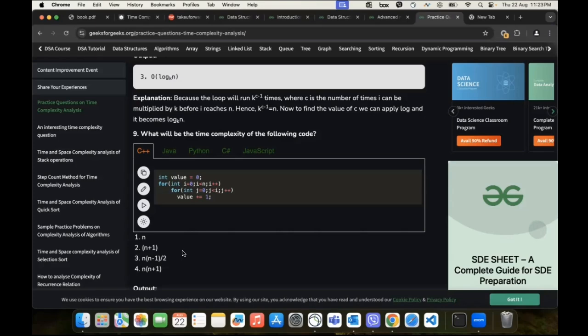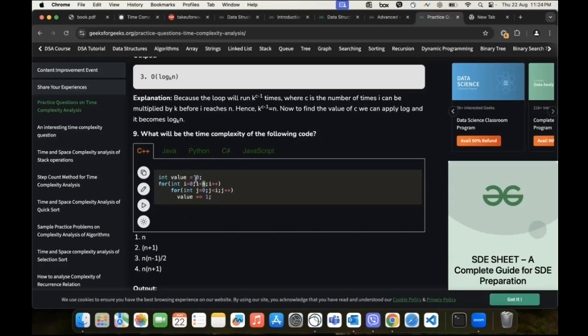Okay, I'll put it little. So for 0, it will run 0 times. For 1, it will run 1 time. For 2, it will run 2 times. And for n, it will run n minus 1 times.